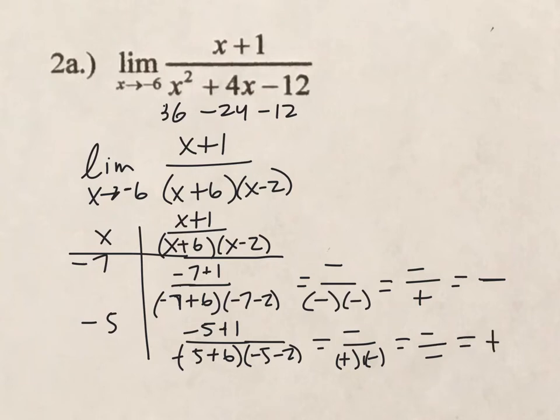So what that tells us is, as x approaches negative 6 from the left, this graph is going in the negative direction. When x is approaching negative 6 from the right, the graph is going in the positive direction. So what that tells us is this function is behaving differently on the left side of the vertical asymptote than it is on the right side. So since we have different left and right behavior, then we would say that the limit of this function as x approaches negative 6 does not exist.